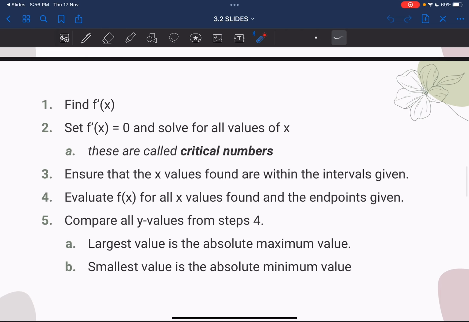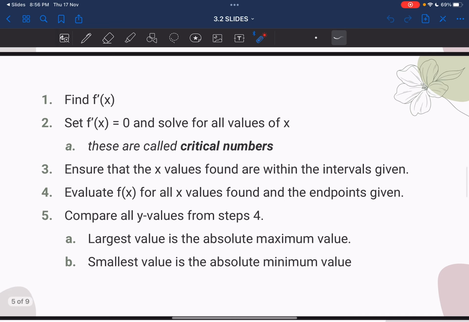These are the steps that you will have to do in order to find the extreme values that you're looking for. First, you have to find the derivative. Then you have to set the derivative equal to 0, and solve for all the values of x. These values of x are called critical numbers. Ensure that the x values found are within the intervals given. If it is not in the given interval, we do not need to proceed with the next step, and we do not need to evaluate it.